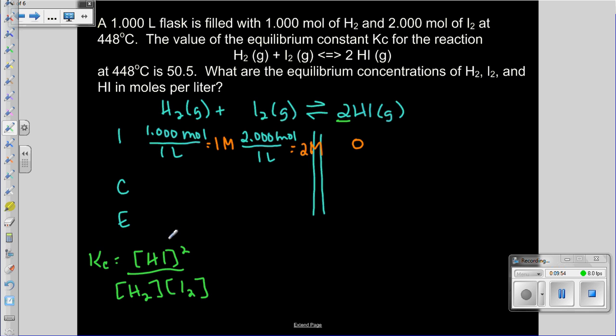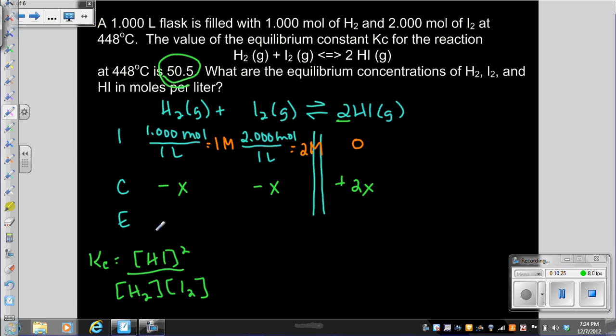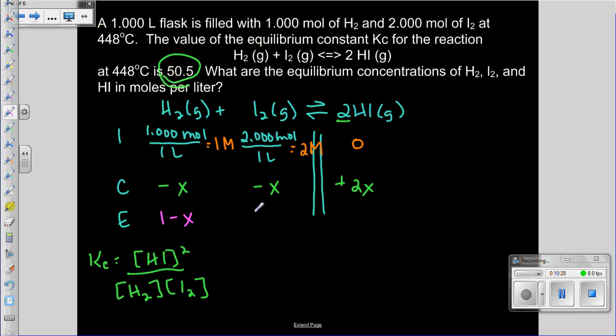2. So I'm not given any equilibrium concentrations. That tells me, because I have this Kc, that I am going to use x. So the reaction is going to shift toward the products, which means hydrogen iodide will go up and hydrogen and iodine will go down. These both have coefficients of 1, so they go down by negative x. HI has a coefficient of 2, so it goes up by 2x. And then my equilibrium line becomes 1 minus x, 2 minus x, and 2x.